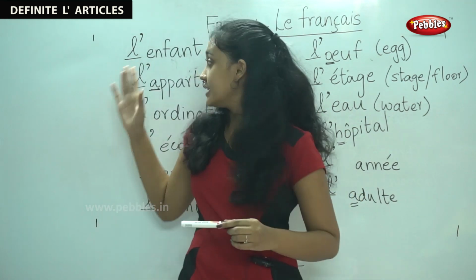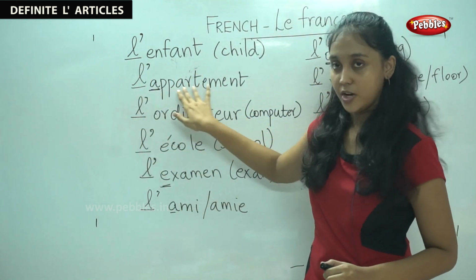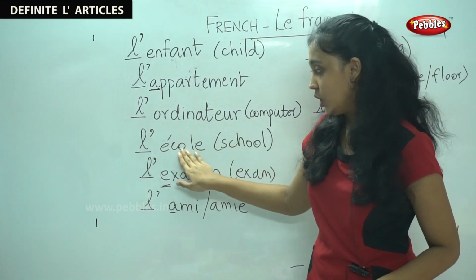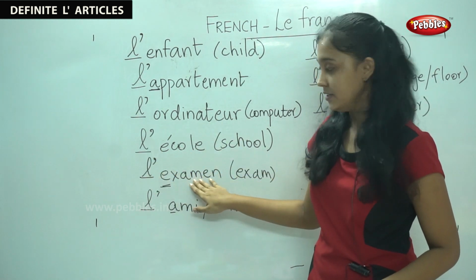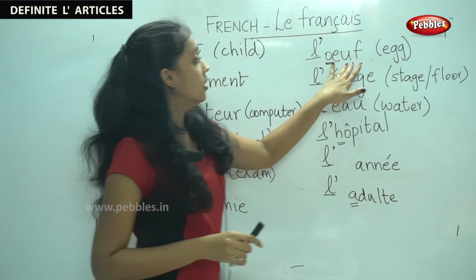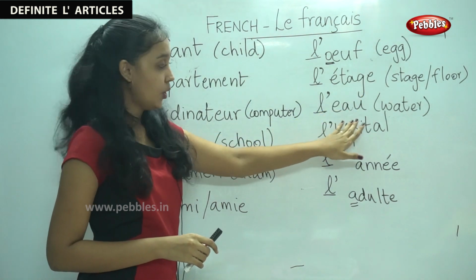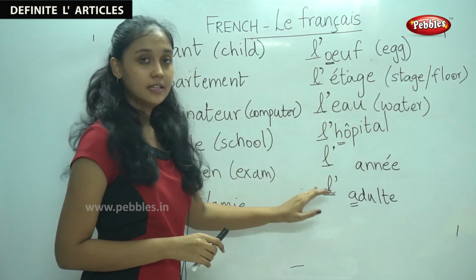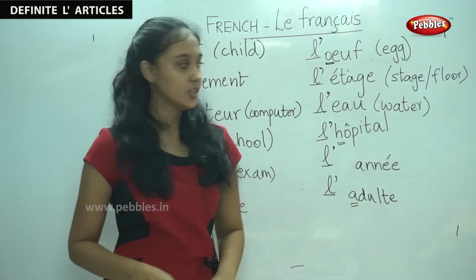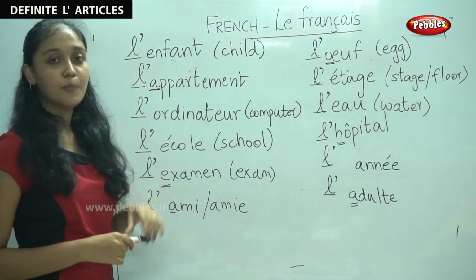So, let us go over this once again. L'enfant, l'appartement, l'ordinateur, l'école, l'examen, l'ami, l'œuf, l'étage, l'eau, l'hôpital, l'année, and l'adulte. I hope you understood the words where we use L apostrophe before them.